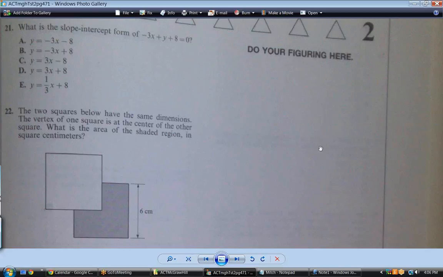Y equals 3x plus 8. Careful. When you move that 8 to the other side, it changes signs. Yeah. This changes sign, and that changes sign. Okay. The 27. Good.